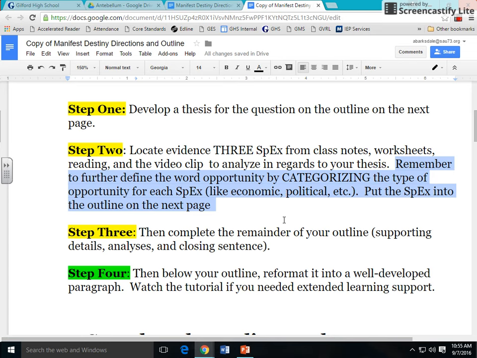I am asking that you don't have the same category. So if you use political once, you can't use it again. So you need to broaden your definitions because the idea is by the time you get to your final, I want you to have thought about all the different categories that can come from the word opportunity.